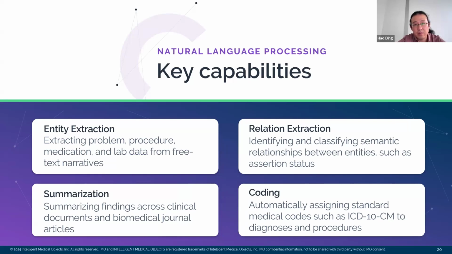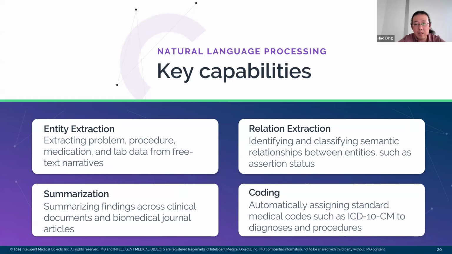Then we have relation extraction. This is where NLP goes beyond just understanding the words in isolation. It starts to comprehend the relationships between them. For instance, a patient's assertion status needs to be accurately captured. This layer of understanding is crucial for a nuanced view of patient health narratives. Summarization is another NLP capability that can distill extensive clinical documentation down to its essence. It's like having a doctor or nurse read through all the patient records and provide a concise summary, highlighting the key points that need to be known.